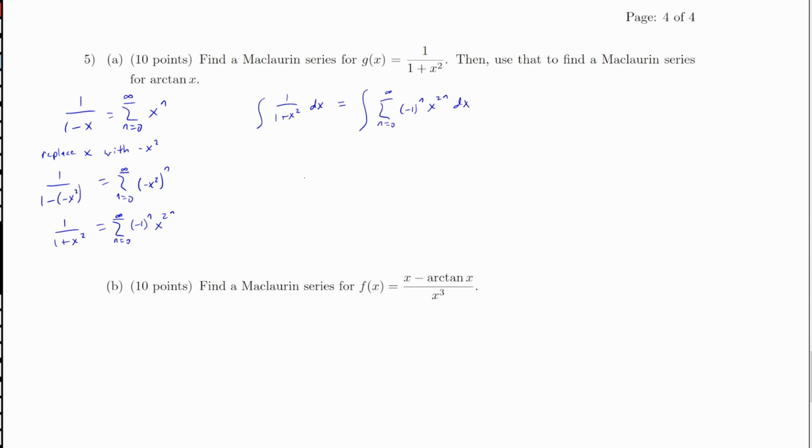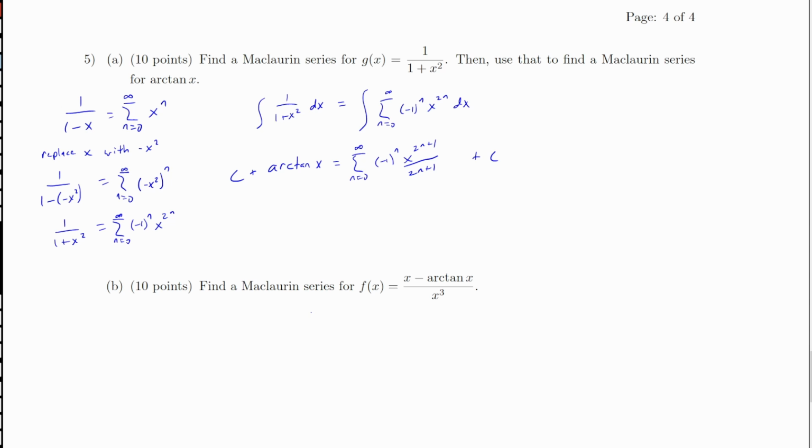Okay, so on the left, when I integrate, we'll have arctangent of x. On the right, when I integrate, I'm going to get the sum from 0 to infinity, negative 1 to the n. When I integrate x to the 2n, I'll get x to the 2n plus 1 over 2n plus 1. And we know when we integrate, we get a plus c. So if I integrate both sides, I get this plus c.